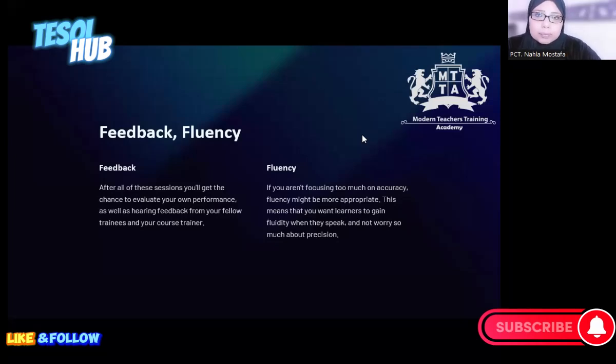Feedback and fluency. Feedback, of course: everybody, when we do something, we need to get feedback. You as a teacher get feedback from your head, and students need to get feedback from many sources in the same classroom.